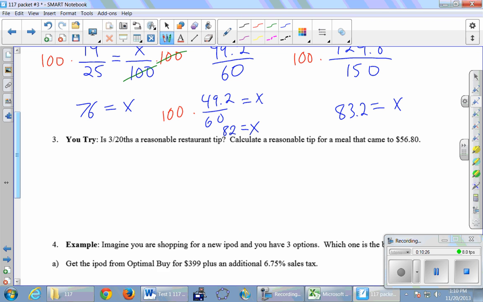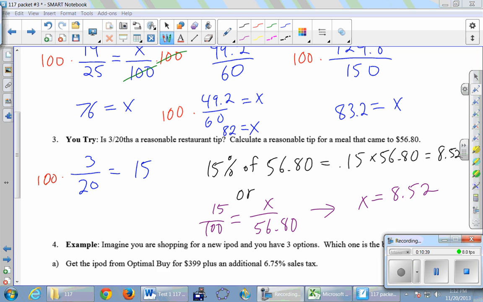Okay, so first thing I want you guys to do with your neighbors is convert 3/20 into a percent, just like we did, and then calculate what the tip should be if the meal costs $56.80. Everybody got 15%? All right, and then $8.52. Good, good. Okay, moving on to 4.